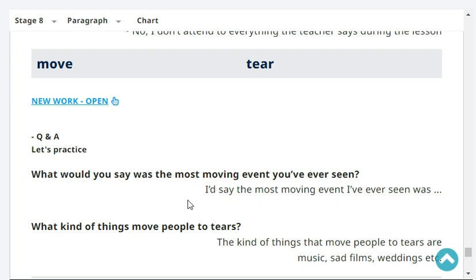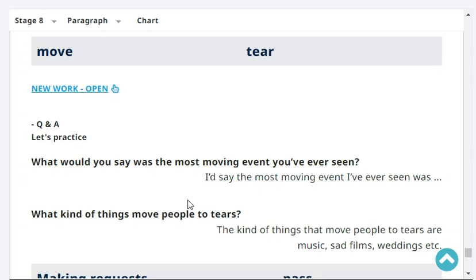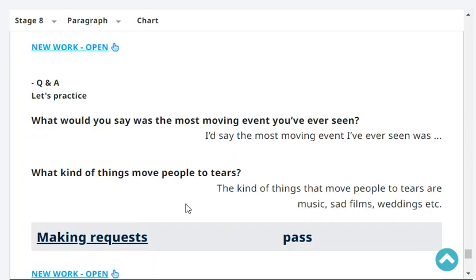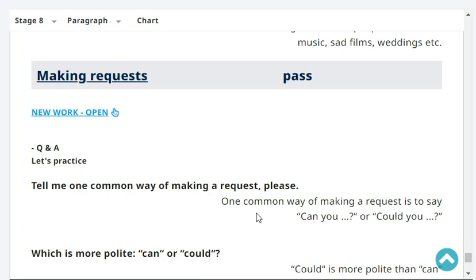What kind of things move people to tears? The kind of things that move people to tears are music, sad films, weddings, etc. Very good. Tell me one common way of making a request.